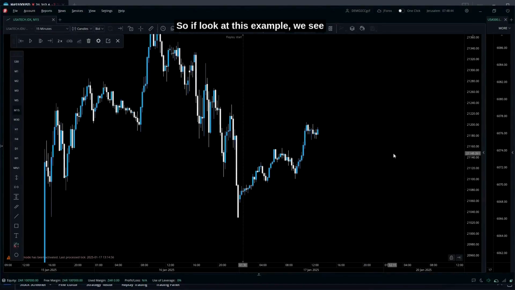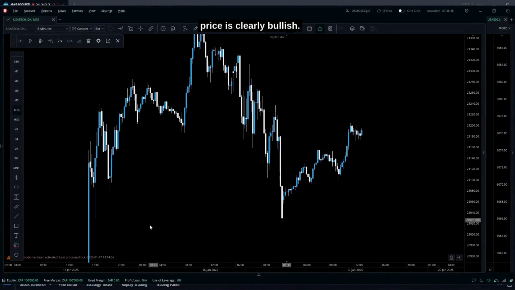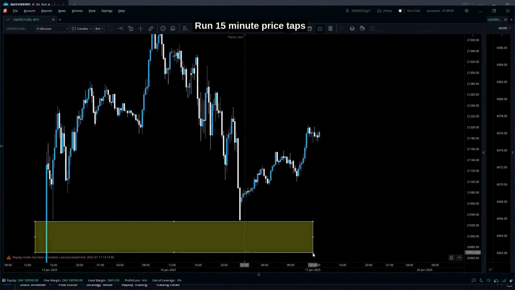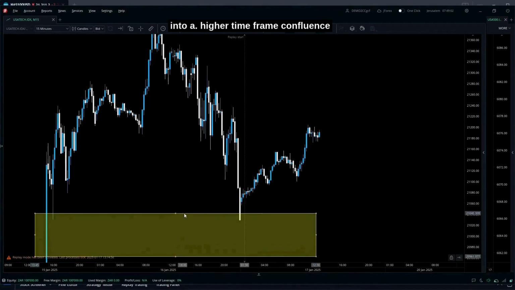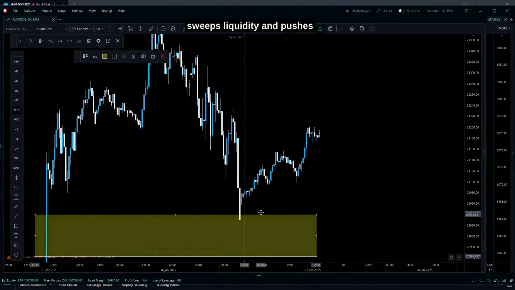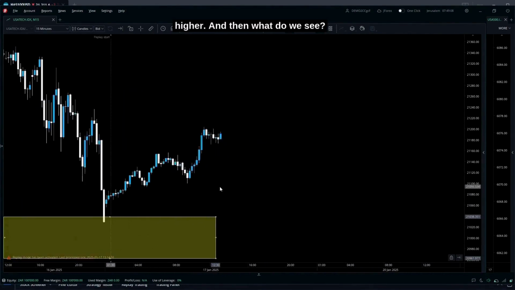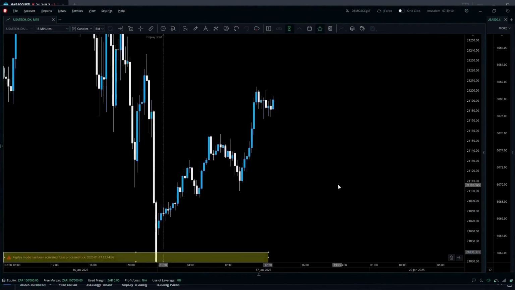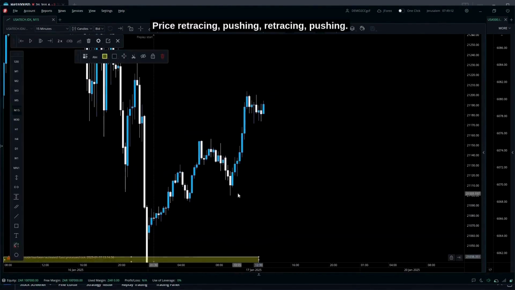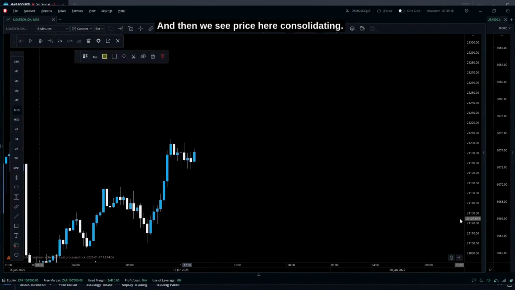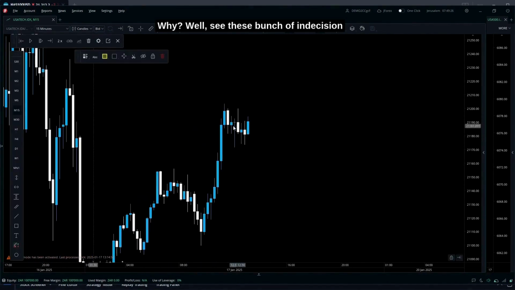So if we look at this example, we see price is clearly bullish. We're on the 15-minute. Price taps into a higher time frame confluence, sweeps liquidity, and pushes higher. And then what do we see? Price retracing, pushing, retracing, pushing. And then we see price here consolidating. Why? Well, we see these bunch of indecision candles. Price moving sideways.